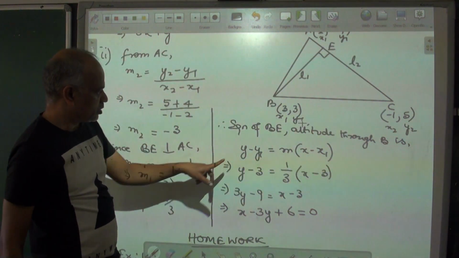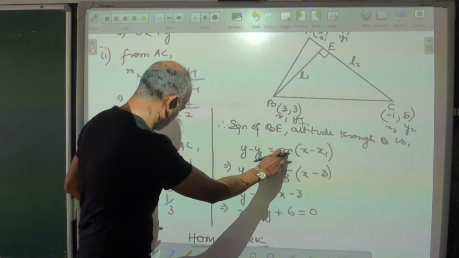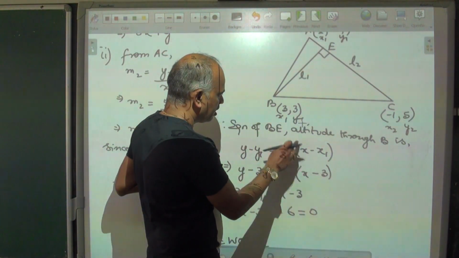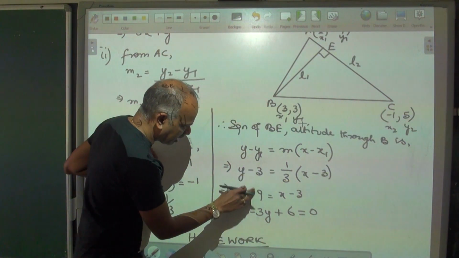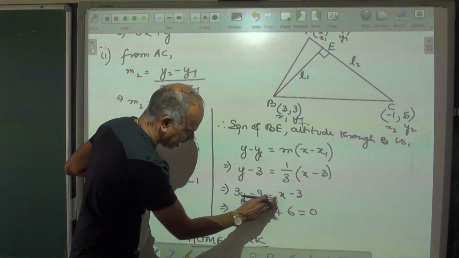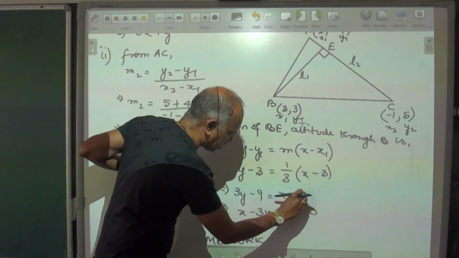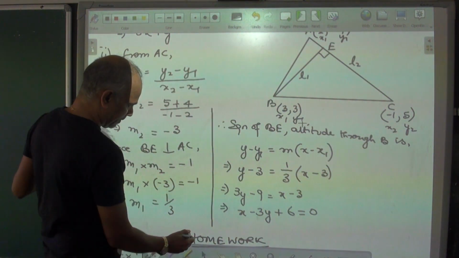So y minus y1, minus 3, is equal to the slope that we found, 1 by 3, times x remains the same, minus 3. Multiply this 3 here, 3y minus 9 is equal to x minus 3. Rearrange this, x, this goes that side, minus 3y, minus 9 goes that side, plus 9 minus 3 is plus 6, is equal to 0, is the equation.